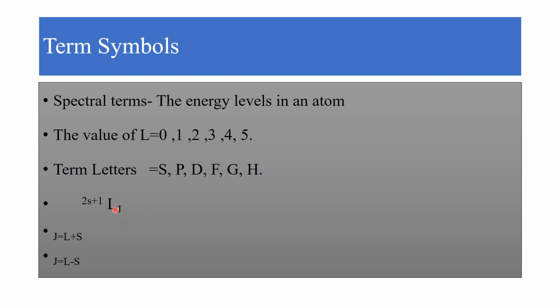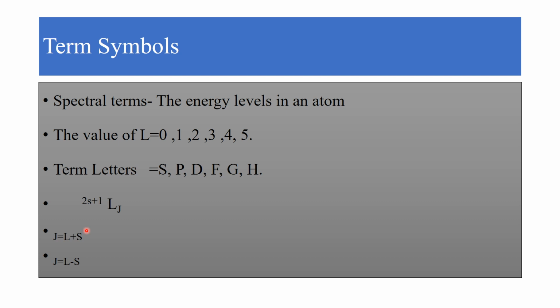The term symbol is preceded by a superscript representing the multiplicity of the term. That is, this 2S plus 1 represents the multiplicity, and it is followed by a subscript giving the corresponding J value. That is, the term symbol is represented as 2S plus 1, L, J.